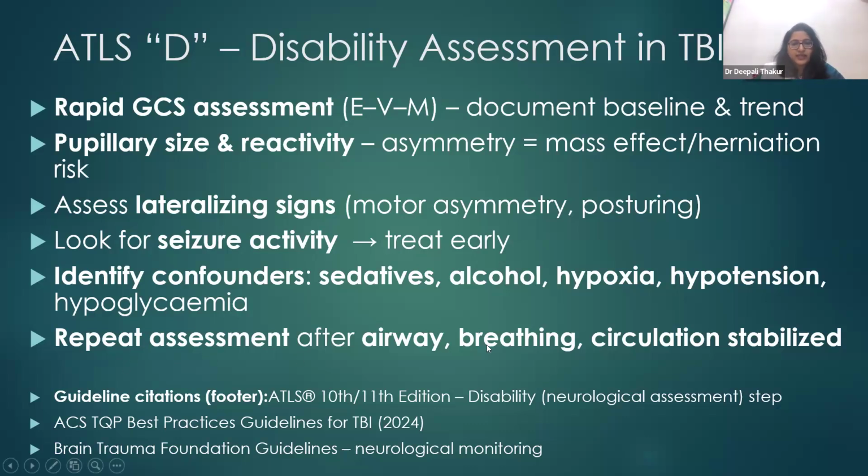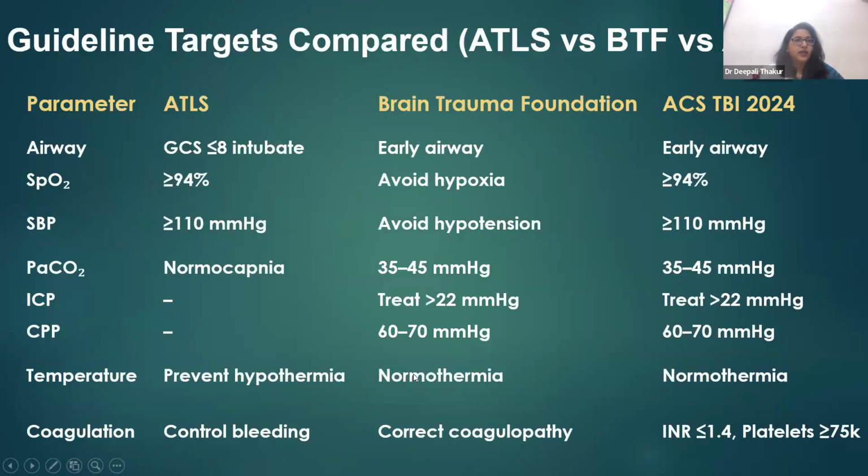Repeated assessment. So this comes under your secondary survey, right? Just to summarize, I have made this table which the ATLS, Brain Trauma Foundation, and ACS TBI recent guidelines have covered. We can roughly see that you should intubate early and secure the airway early in these patients, because of unprotected airway reflexes, we don't want all that. And these are all the targets for SpO2, SBP, PaCO2, ICP and CPP. The BTF and ACS TBI guidelines, both targets are matching.